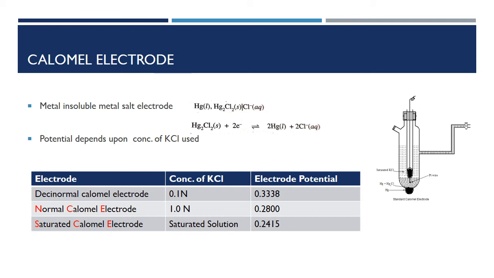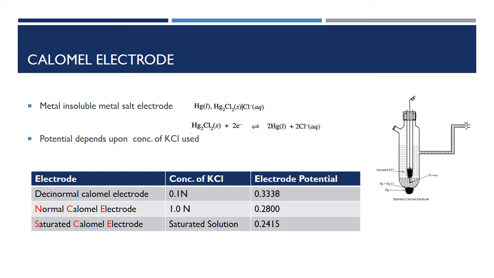Let us look at the case of the calomel electrode. It is an example of a metal-insoluble metal salt electrode. The metal in this case is mercury and the salt is mercurous chloride. The equation is shown here. The setup consists of pure mercury placed at the bottom of a glass tube. It is covered with a paste of mercurous chloride and mercury.